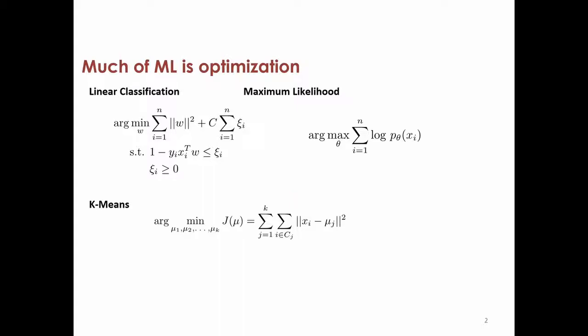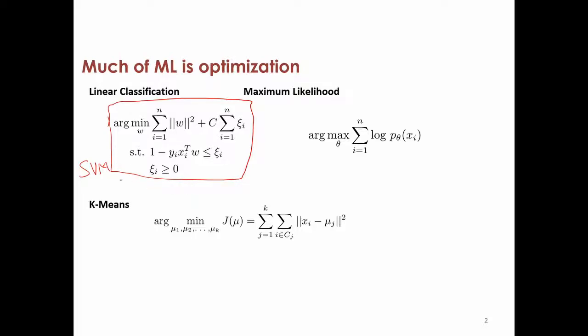So basically, as you can understand, much of machine learning is optimization. We have just given some representative formulations, which is by no means an exhaustive set of formulations. You have, for example, this optimization problem, which, for those of you who can recognize, is the support vector machine formulation. This is a formulation for linear classification.